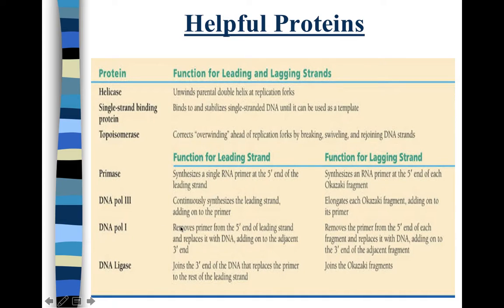DNA polymerase I removes a primer from the 5' end of a leading strand and replaces it with DNA, adding it onto the adjacent 3' end. Again, DNA is only added onto the 3' end. It removes a primer from the 5' end of each fragment and replaces it with DNA, adding onto the 3' end of the adjacent fragment. Again, DNA is only added onto at the 3' end.